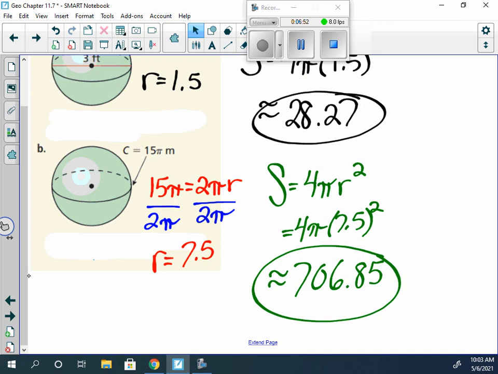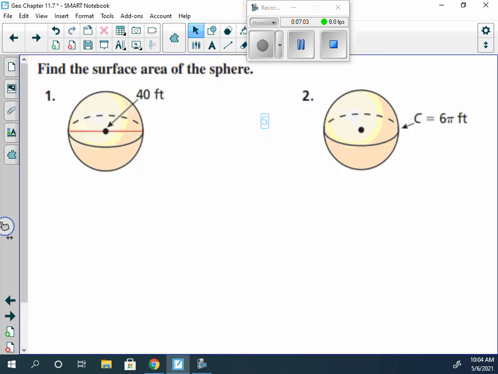Any questions on anything we've done so far? Do we feel comfortable with these here? Are there any questions on how we find the surface area given the diameter, radius, or circumference? Do we feel comfortable with these? So if we move on to the next part, we're fine? Okay.